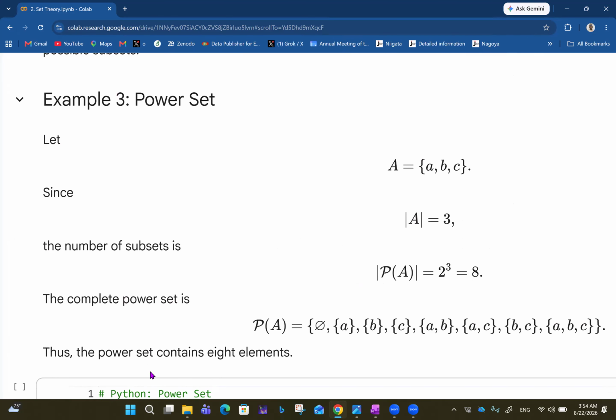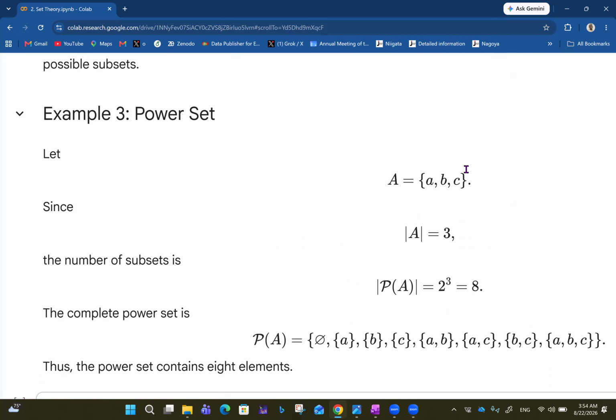Now, let's talk about another example on power sets. Imagine the set ABC. Since the cardinality of the set A is 3, the cardinality of the power set is going to be 2 raised to 3, which is 8.